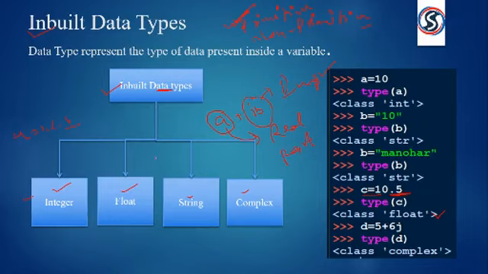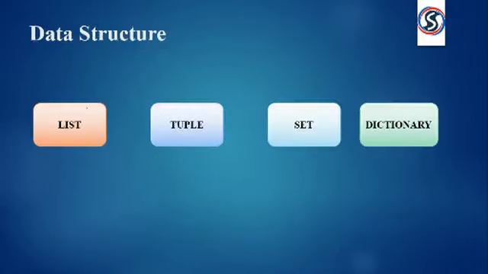Now when I am talking about the non-primitive data types, they are list, tuple, set, and dictionary. So what is a list? A list is an ordered sequence of items. It is one of the most used data types in Python, and it is very flexible. All the items in a list do not need to be of the same type.